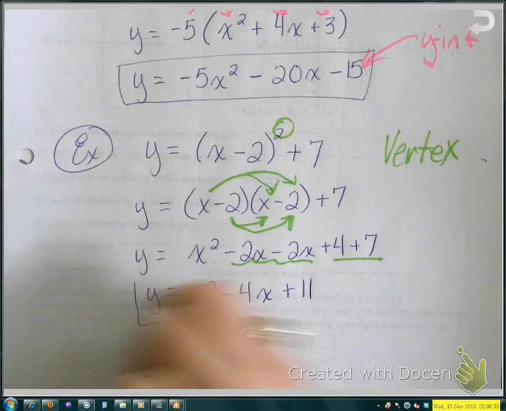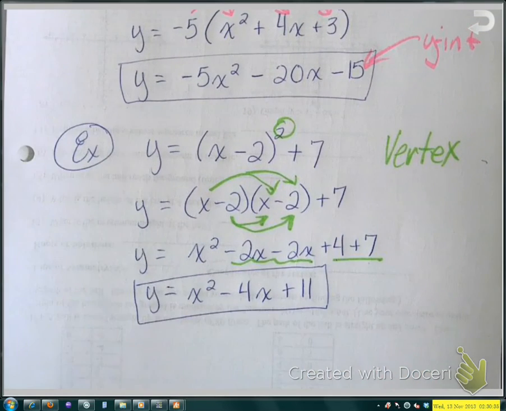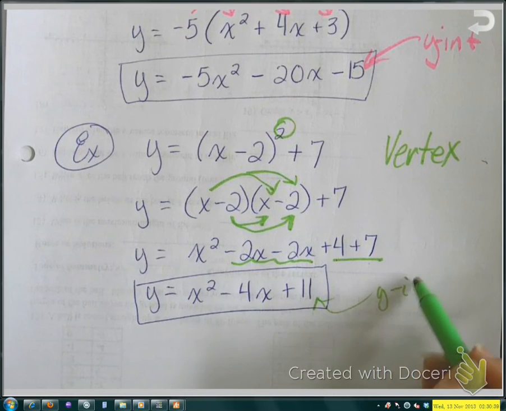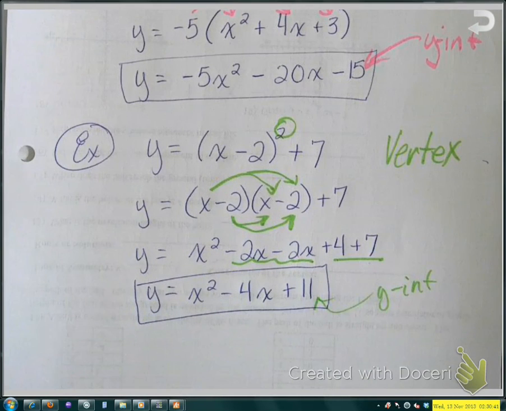This is also standard form, and now we can clearly see that our y-intercept is at positive 11. And this concludes converting to standard form.